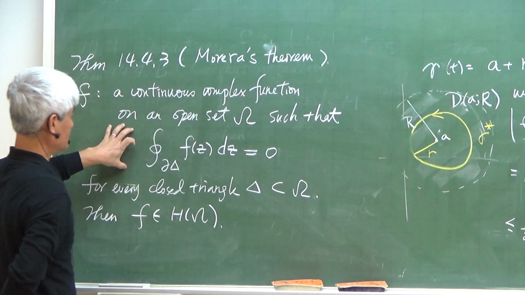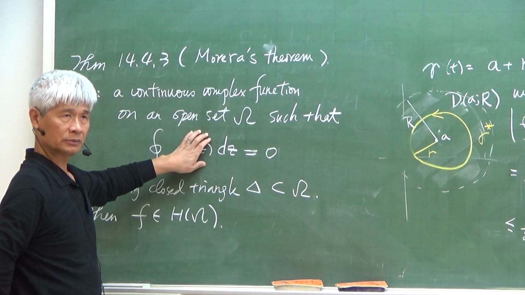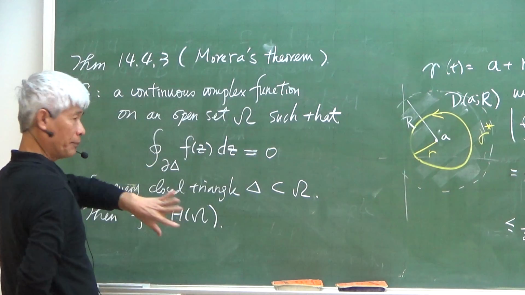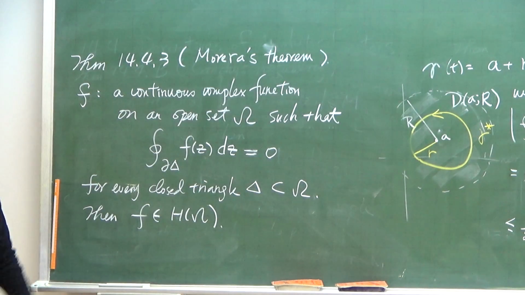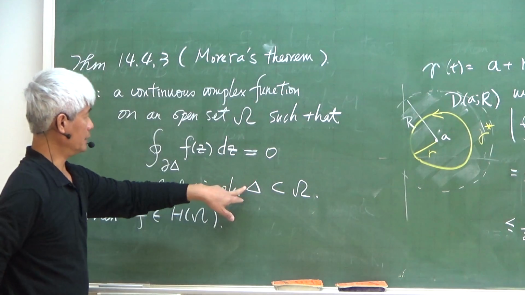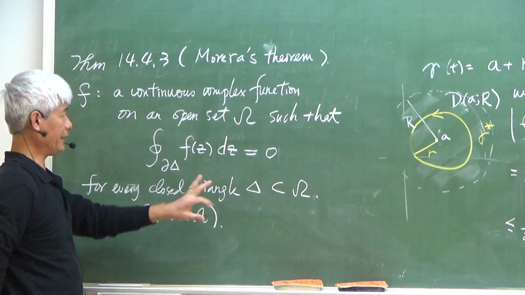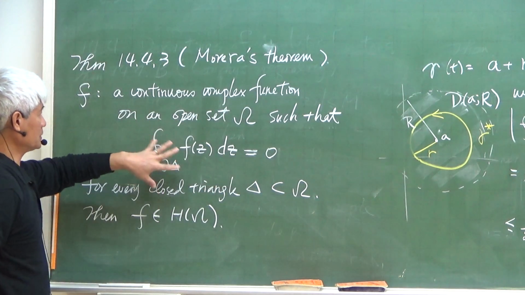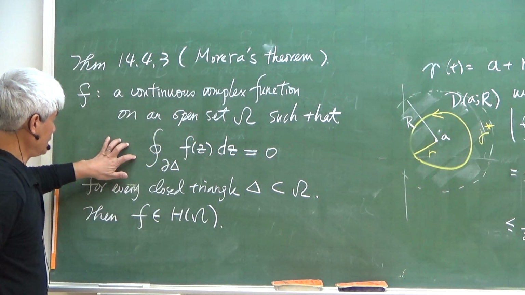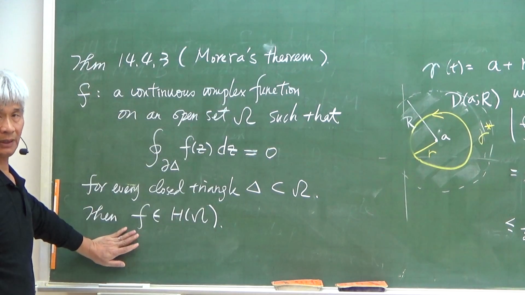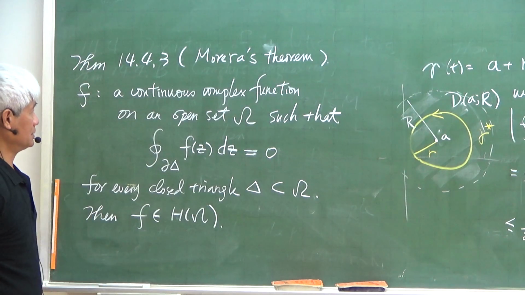And then you justify that the line integral of this continuous function over the boundary of any triangle in omega is zero. This should be true for any triangle in this omega, along its boundary. Then if this is true, f should be analytic. It guarantees you the analyticity of the function.